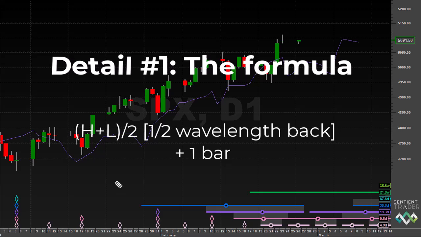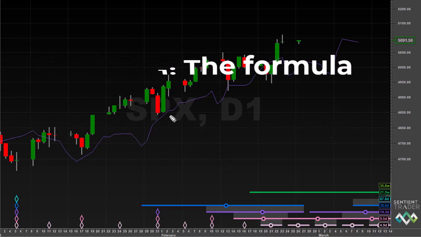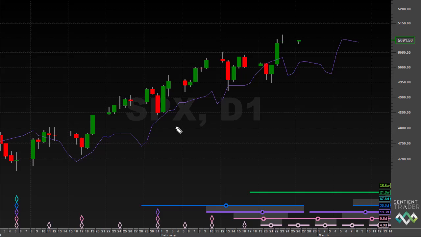Hurst added that extra bar in the work that he published in the 1970s. He did not, to my knowledge, ever explain exactly why he added 1 bar onto it, but that is the formula that we continue to use today. The next detail worth mentioning is that Hurst based the displacement of the FLD on the recent average wavelength. In other words, the wavelength that we have calculated is currently affecting the market that we are trading.